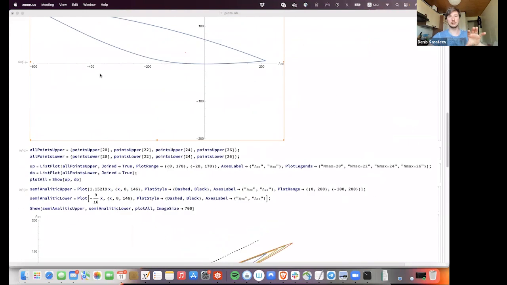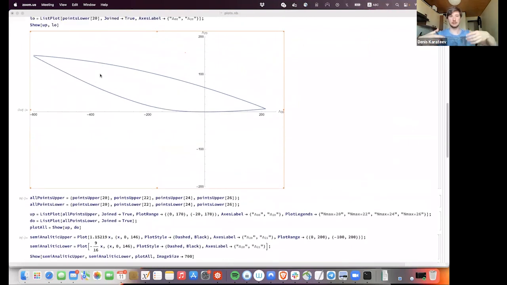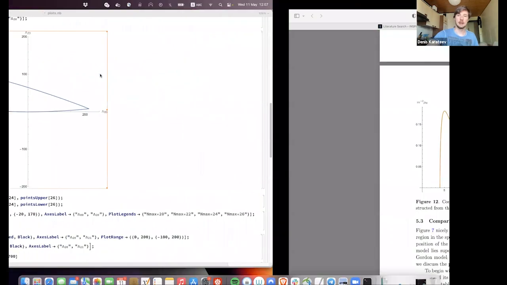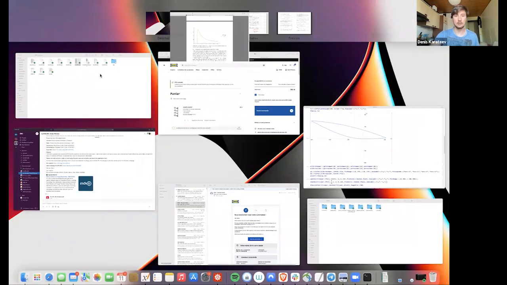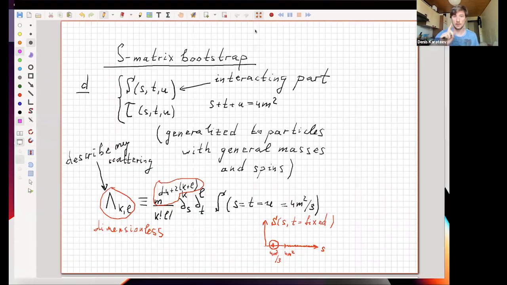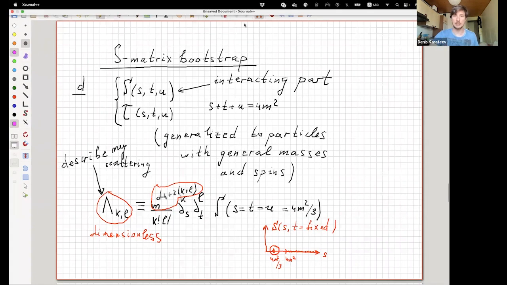Good, so these are the plots. I just give you a taste of what you can do, and I will talk about how we can obtain these plots tomorrow. I will conclude now with one extra theoretical detail.